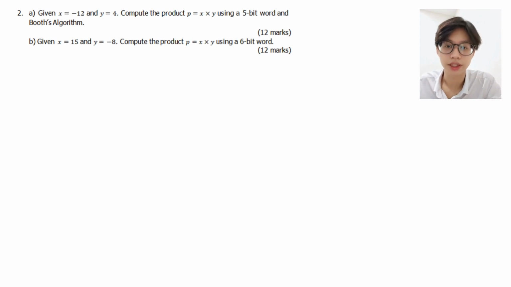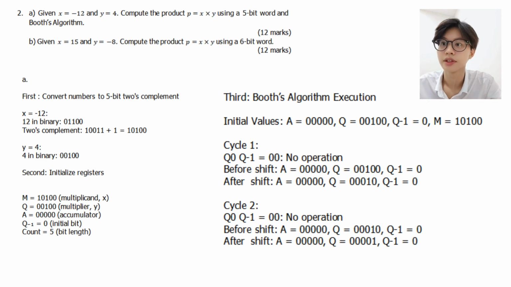Okay, let's take a look at question 2, part A. We are multiplying negative 12 times 4 using 5-bit binary. Let's take a look at our initial values. The multiplicand is negative 12, which in binary is 10100. The multiplier is 4. The binary for 4 is 00100. A, the accumulator, is 00000, and the Q minus 1 is 0.